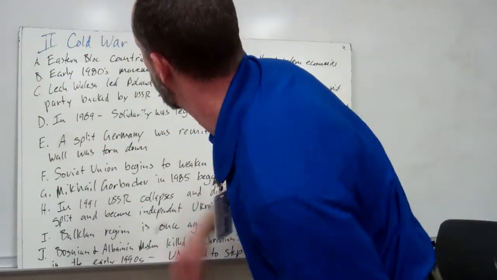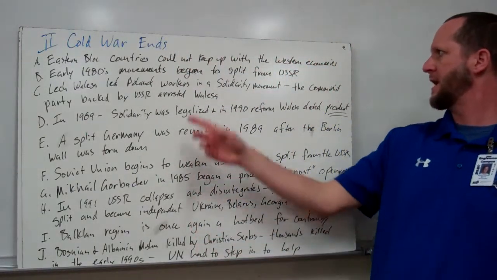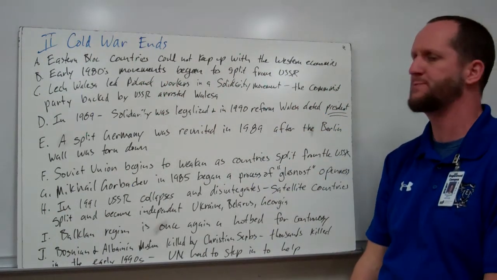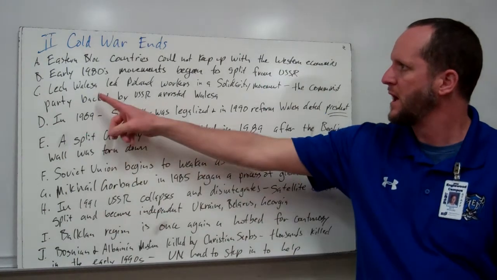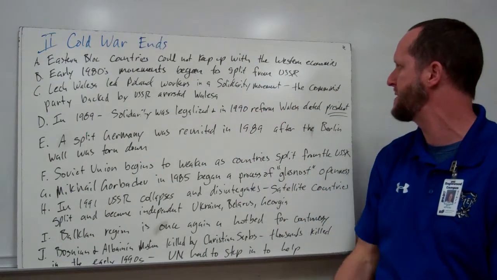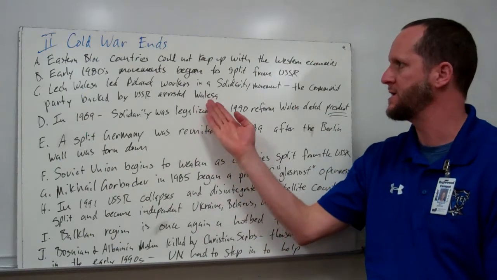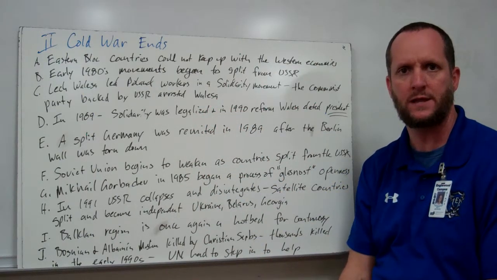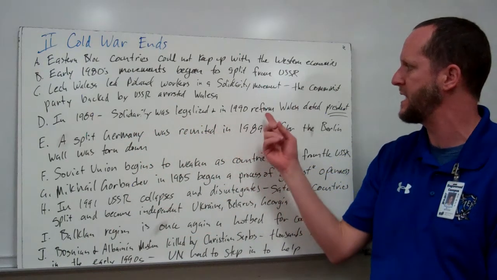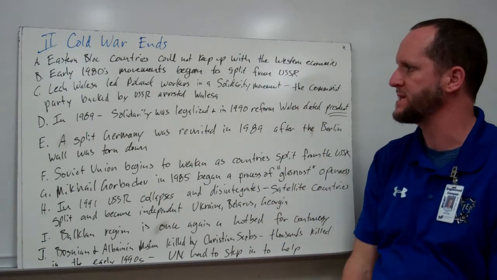All right, our next board here. The Cold War ends. So, Eastern Bloc countries could not keep up with Western economies. In the early 1980s, movements began to split from USSR. Lech Walesa led Poland and Polish workers in the solidarity movement. The Communist Party, backed by the USSR, arrested Lech Walesa, who was a great leader at this time in Poland. In 1989, solidarity was legalized, and in 1990 reformed. Walesa was elected as president.